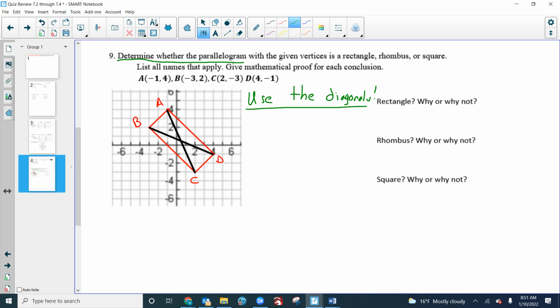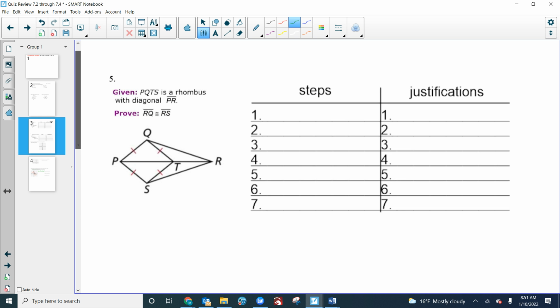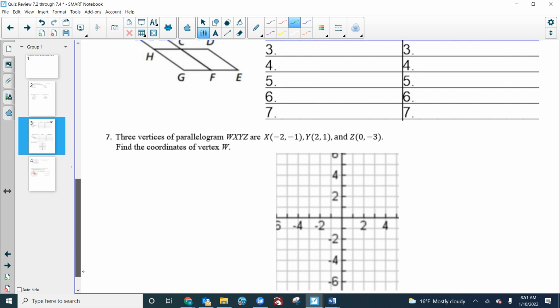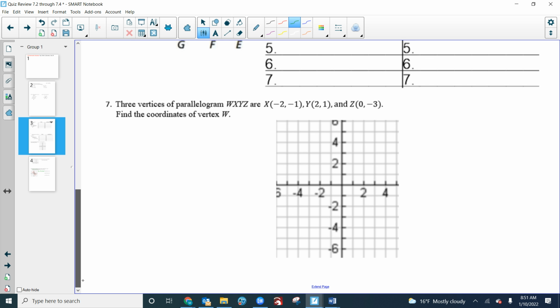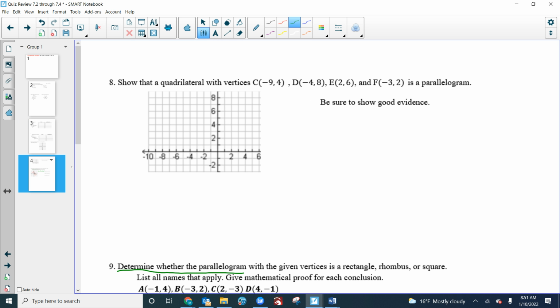Okay. And then I had some people find the slopes of AD and the slopes of BC. They're the same. Well, guess what? That makes it a parallelogram. Opposite sides are parallel. That's not what we're trying to show here. That is a great way to solve number 8, show that it's a parallelogram. Show that the opposite sides are parallel. Perfect. Done.